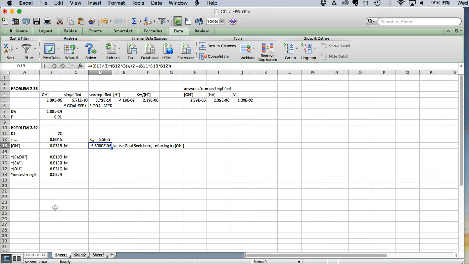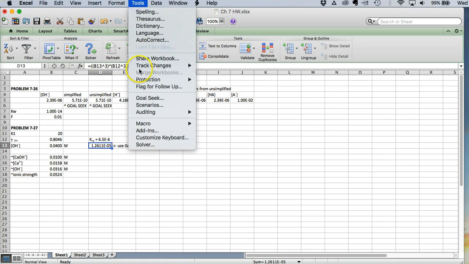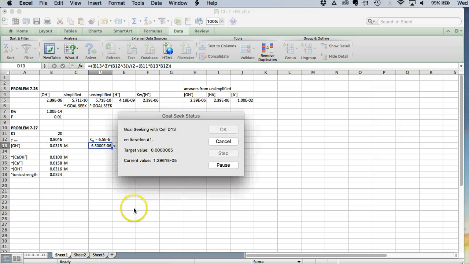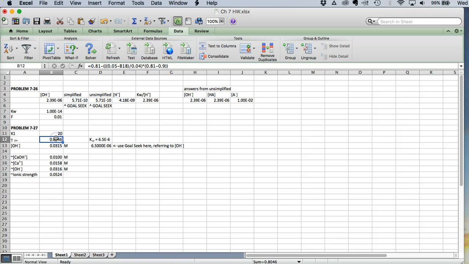The thing that this is going to have trouble with is if I change this now to 0.04, just to change it, and I try to set this equal. So now here I actually have the value I'm trying to set it equal to. If I go to GoalSeek, set that to the value 6.5e to the minus 6, by changing this cell here, I can get my answer back that I had before. I match exactly. You have to be careful.